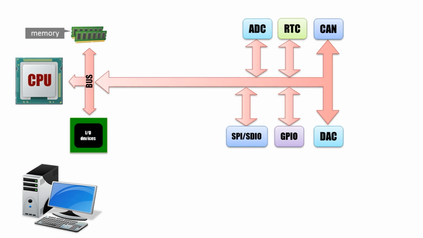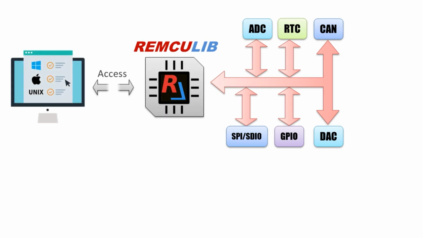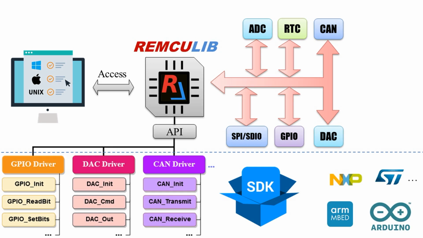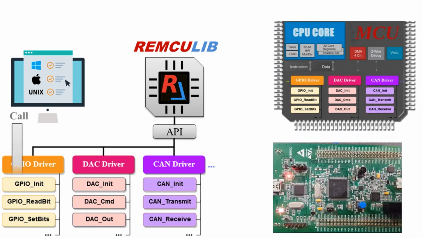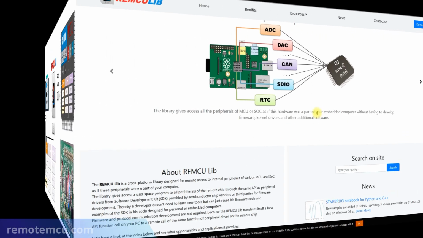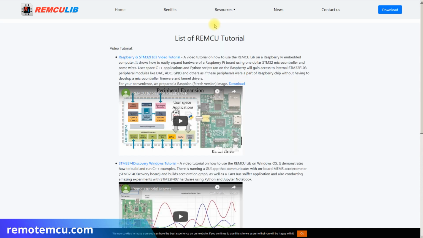Actually, all of this has become possible thanks to the REMCU project. The REMCU library gives a Windows application access to microcontroller hardware through the interface of peripheral drivers of the software package provided by semiconductor vendors or third parties for firmware development. The library translates a local driver function call on the computer to a remote call of the same driver function on the chip using a communication or debug interface. You can see a description of the REMCU Lib and other tutorials on the website remotemcu.com.